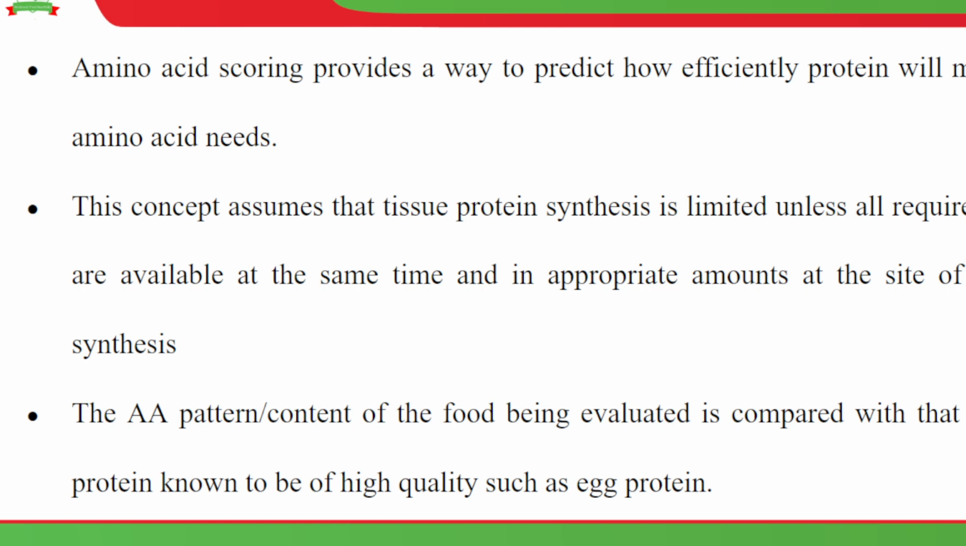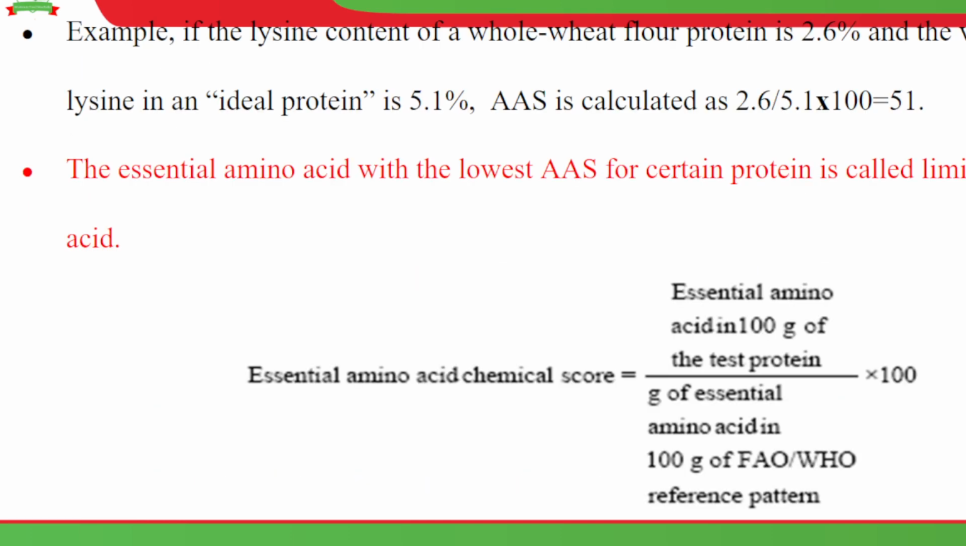It has all the essential amino acids. Now you compare it. That is what we call the amino acid score. For example, if the lysine content of a whole wheat flour protein is 2.6% and the value of lysine in the ideal protein is 5.1%, the amino acid score is calculated as 2.6 over 5.1 times 100, which is 51%. That's the formula for amino acid score.